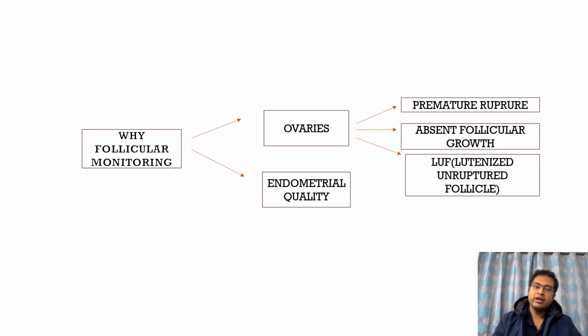So in the follicular monitoring, we not only see the ovaries but also the endometrial quality. Ovaries particularly to determine any premature rupture, any absent follicular growth or luteinized unruptured follicle, and endometrial quality to determine its receptivity.